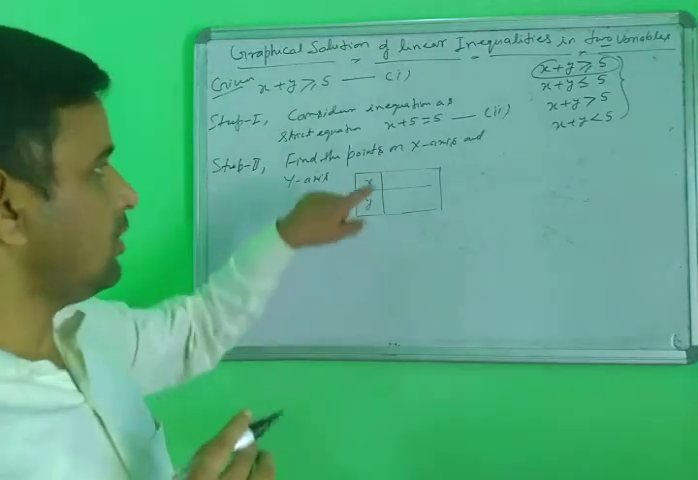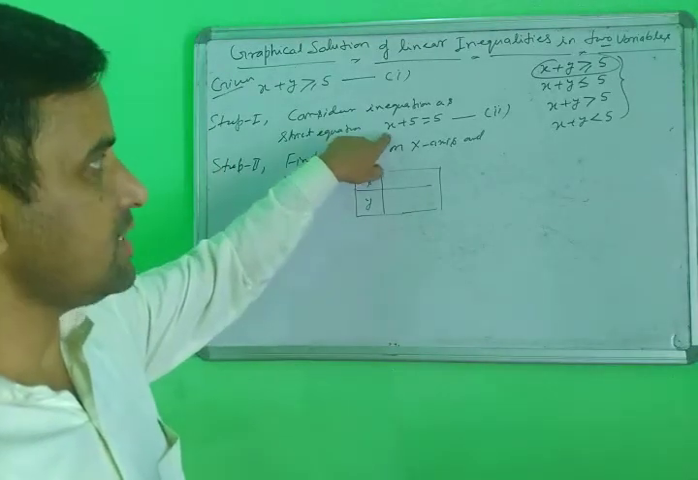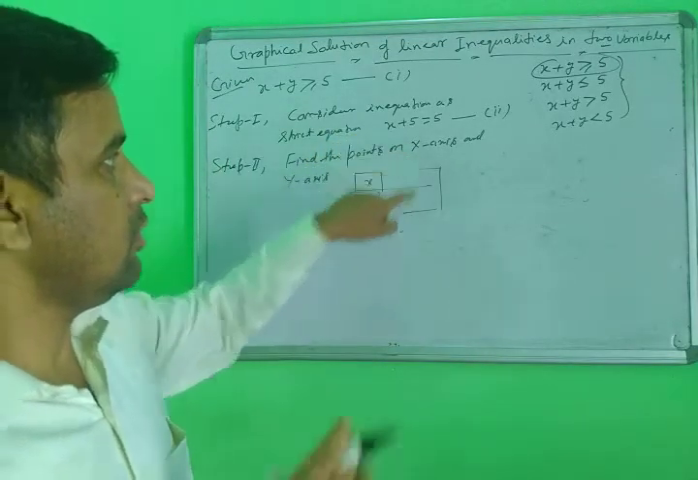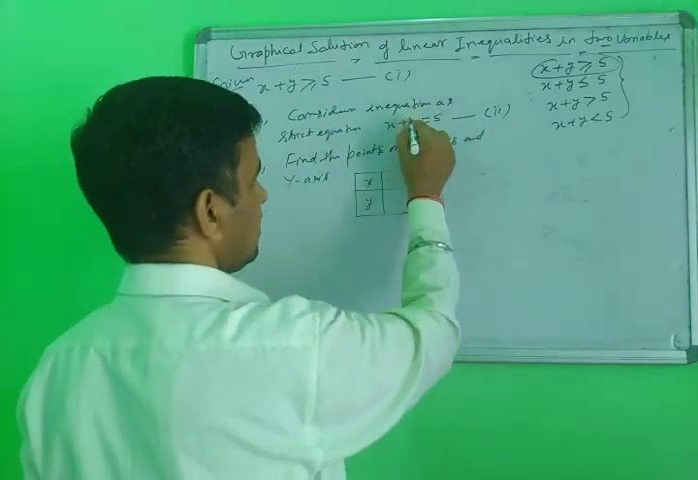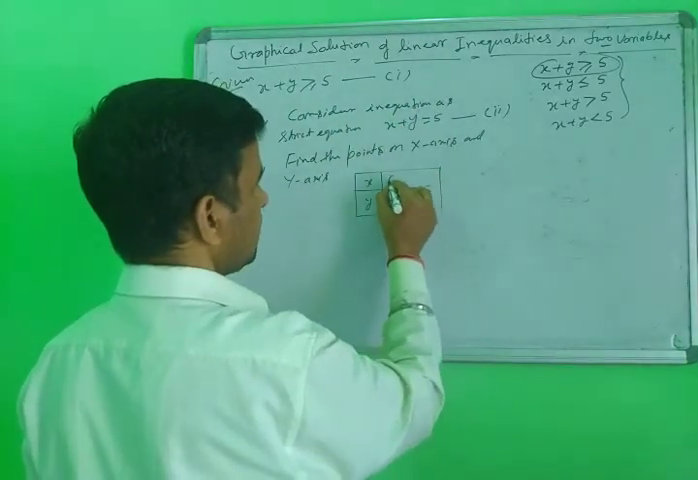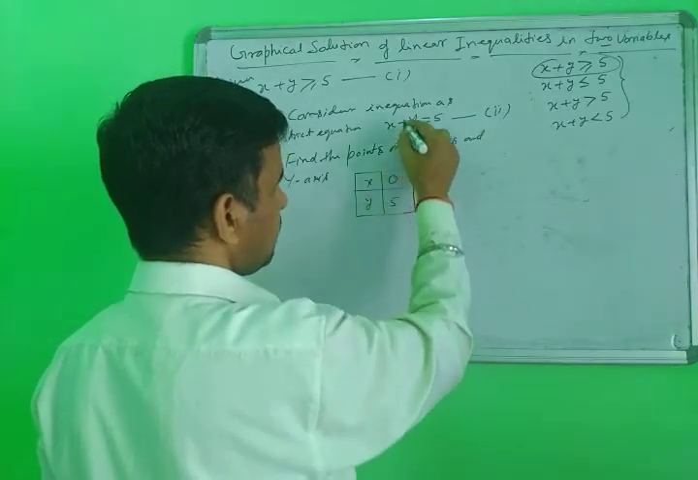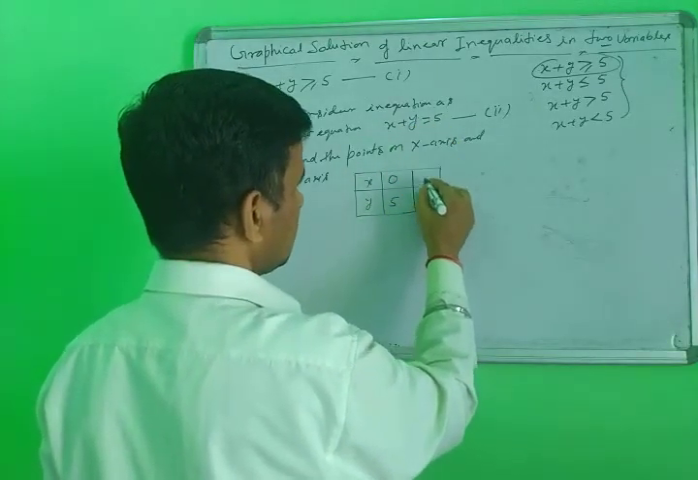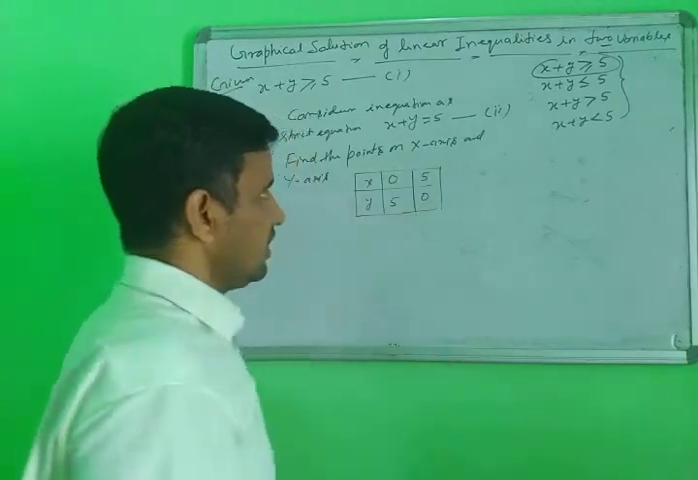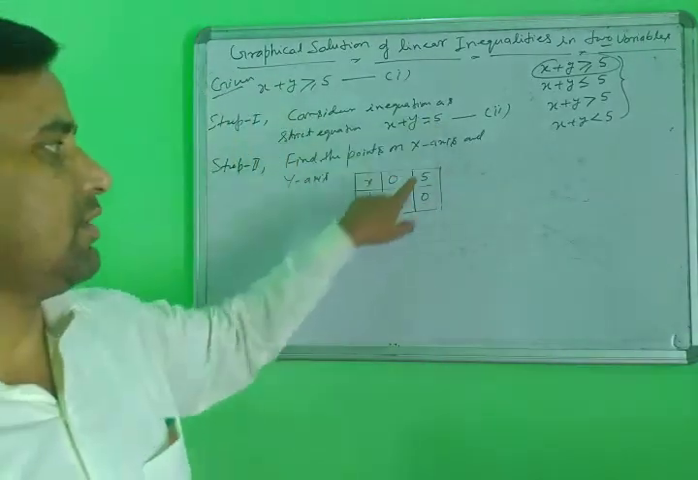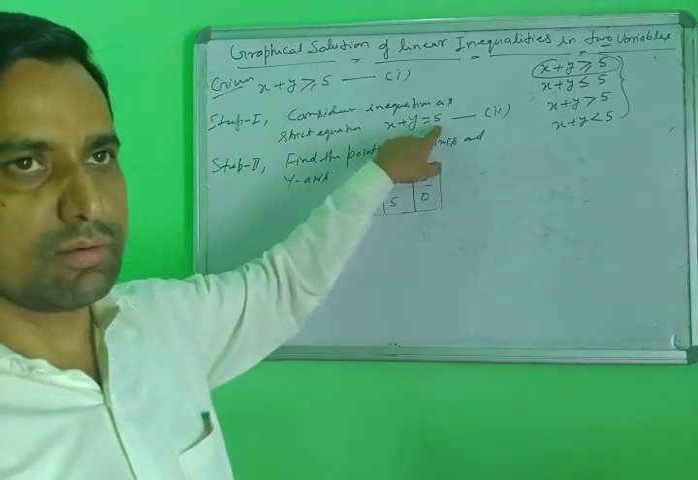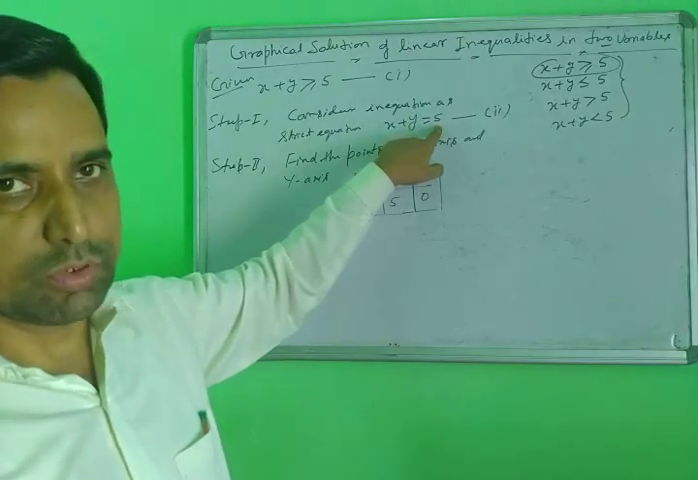Suppose you put x equal to 0. Then the value of y is 5. So when x equals 0, y equals 5. You can also try other values, such as 2, 3, 1. Negative or positive does not matter.